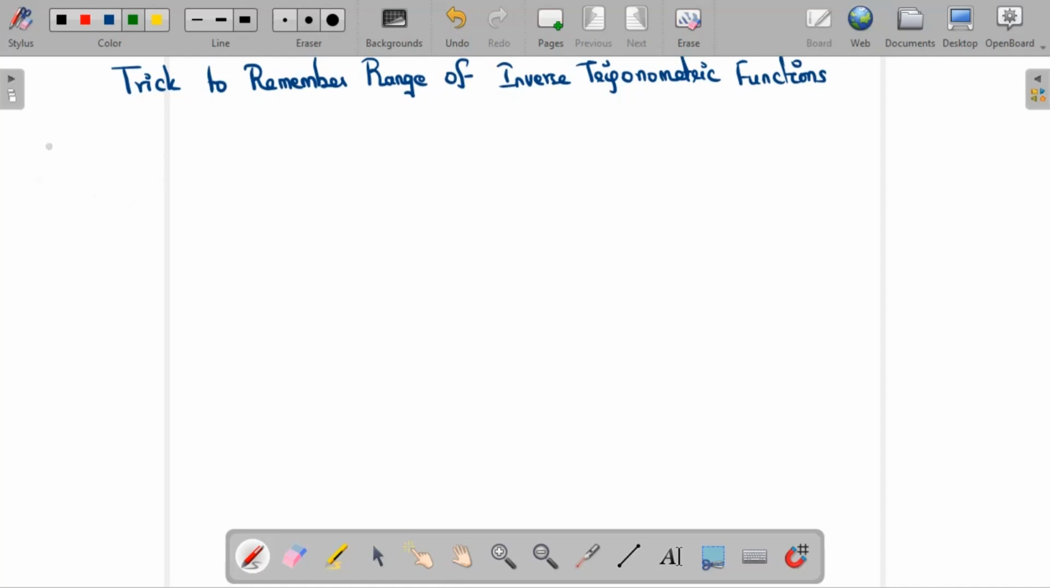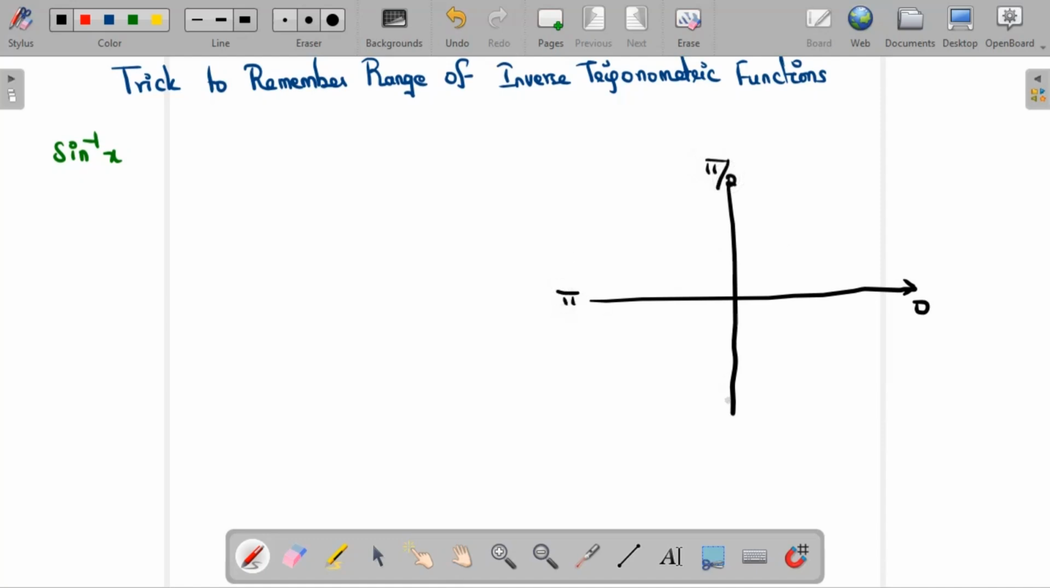So let's start with the first one, which is sine inverse of x. Before we go into finding the range, first let's draw a quadrant. So we see all the quadrants here. This we know is going to be 0, this is pi by 2, this is going to be pi, this is 3 pi by 2, this is equal to 2 pi. And if you go in the reverse direction, this is going to be equal to minus pi by 2. This direction, if you travel, this will be minus pi, and so on.